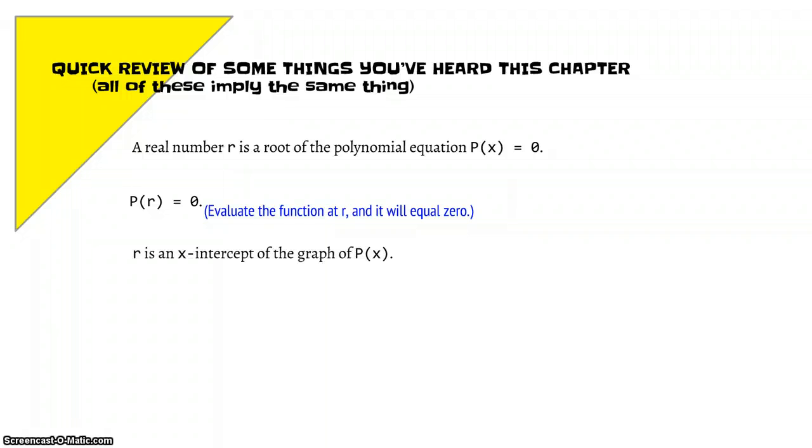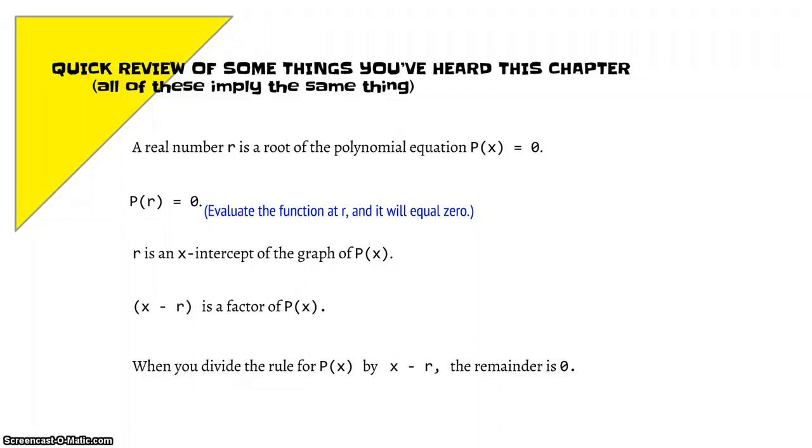That's the same as saying r is an x-intercept of the graph, right? If we graph it, that's where it crosses the axis. We've talked about that. We've graphed it and found solutions that way. And that means that x minus r is a factor of p of x, right? If we were to factor the polynomial, one of our factors would be x minus r, where r is a root, r is an x-intercept. And when you divide p of x, the polynomial, by x minus r, the remainder is 0, right? We'd use synthetic division, and we'd put r, that root, that x-intercept, up in the corner. And the remainder would be 0, because when you evaluate the function, it gives 0. Because it's a root, it would be 0.